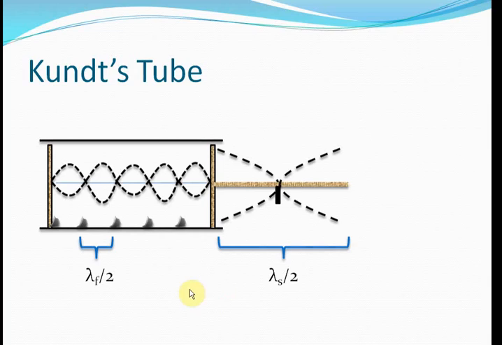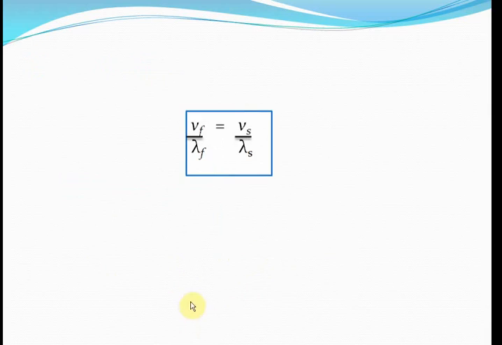Therefore, since the frequencies here and here are same, Vf divided by lambda f is equal to Vs divided by lambda s. That is, the velocity of sound in the fluid divided by the wavelength of the standing waves in the fluid is equal to the velocity of sound in the solid divided by the wavelength of sound in the solid. When we do this, we get the ratio Vs by Vf, which is what we require, the velocity of sound in the solid divided by the velocity of sound in the fluid. That was simple, wasn't it?